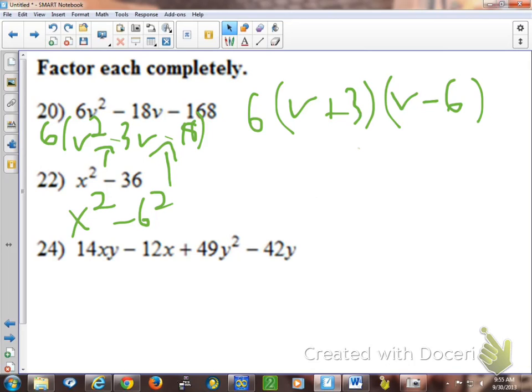Difference of 2 squares break down into x plus 6, x minus 6. If it was x squared minus 9, that'd be x squared minus 3 squared. That'd be x plus 3, x minus 3. Difference of 2 squares. But you could just graph it and it would cross at 6 and negative 6.